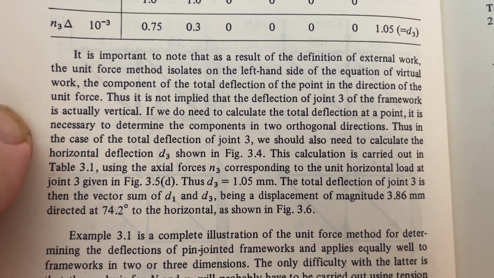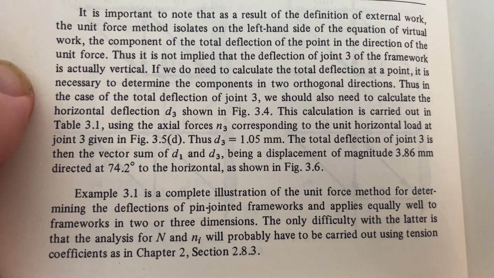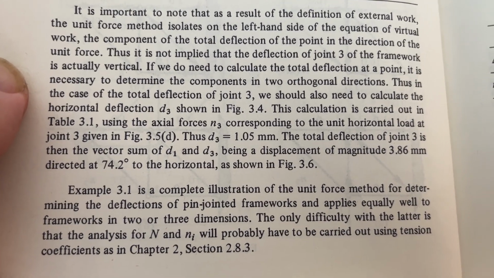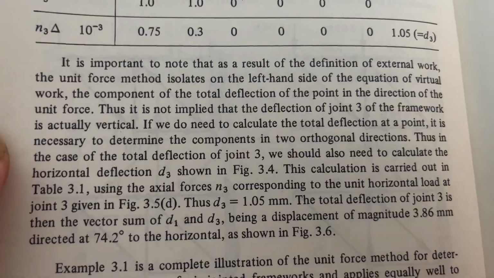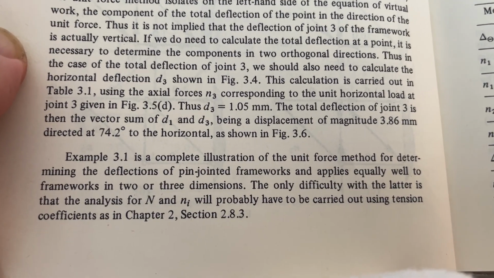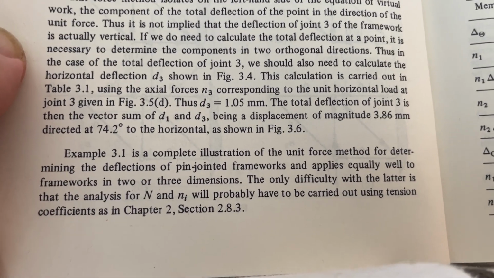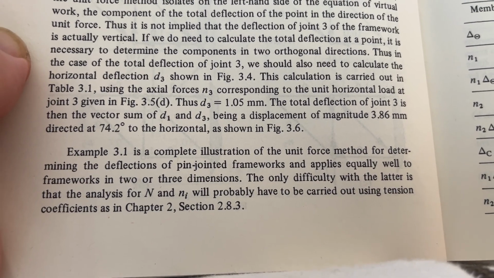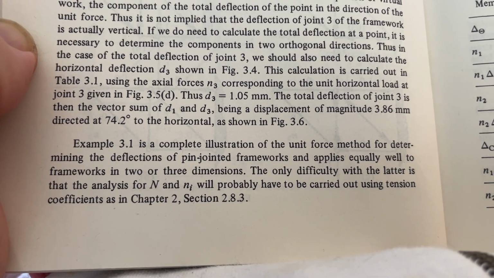If we do need to calculate the total deflection of the point, it is necessary to determine the components in two orthogonal directions. Thus, in the case of total deflection of joint 3, we should also need to calculate the horizontal deflection D3, shown in figure 3.4. This calculation is carried out in table 3.1 using the axial forces N3 corresponding to the unit horizontal load at joint 3 given in figure 3.5D. Thus D3 equals 1.05. The total deflection of joint 3 is then the vector sum of D1 and D3, being a displacement of magnitude 3.86 millimeters directed at 74.2 degrees to the horizontal.